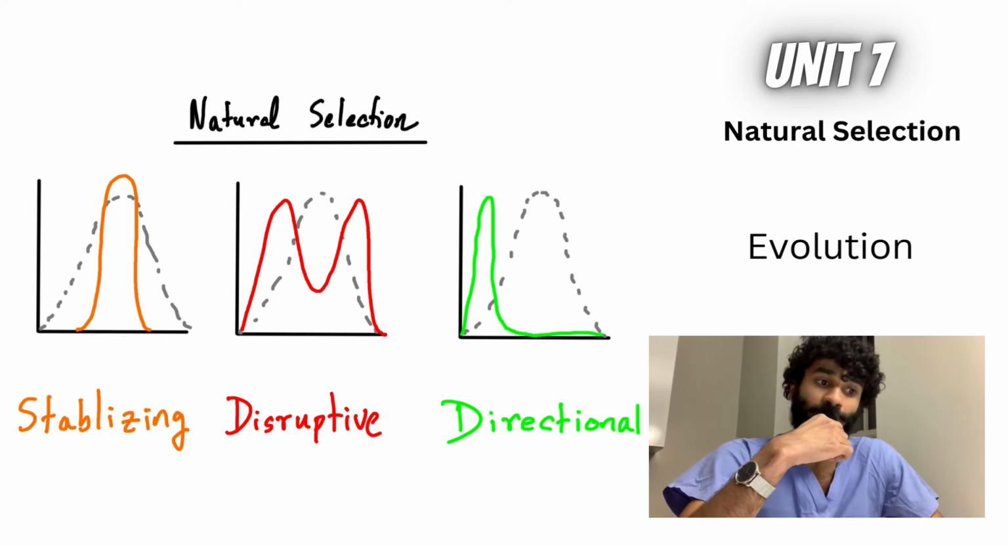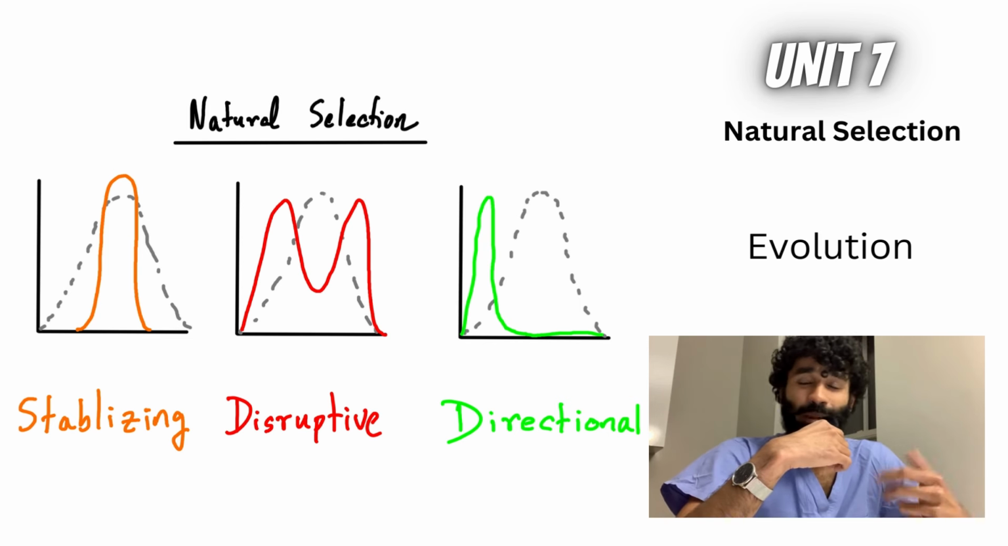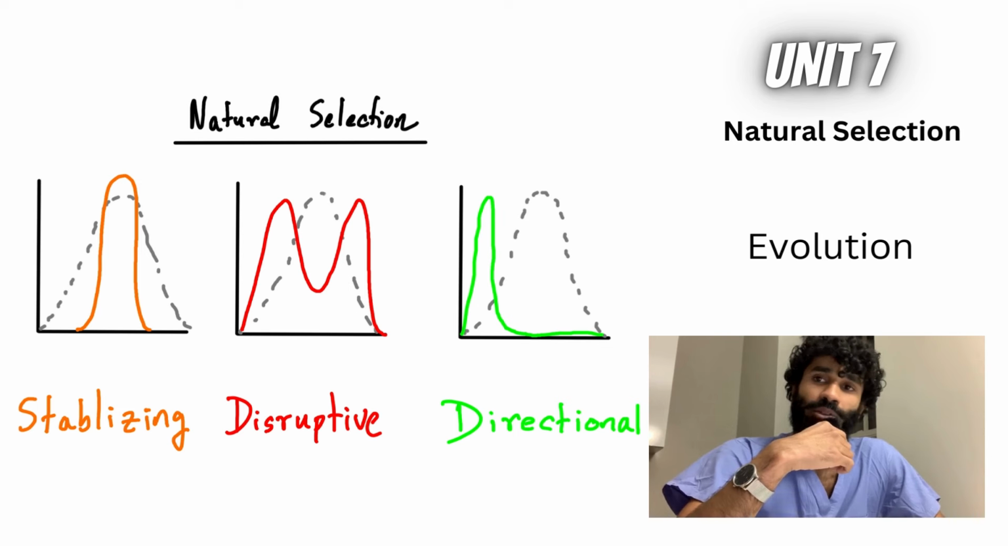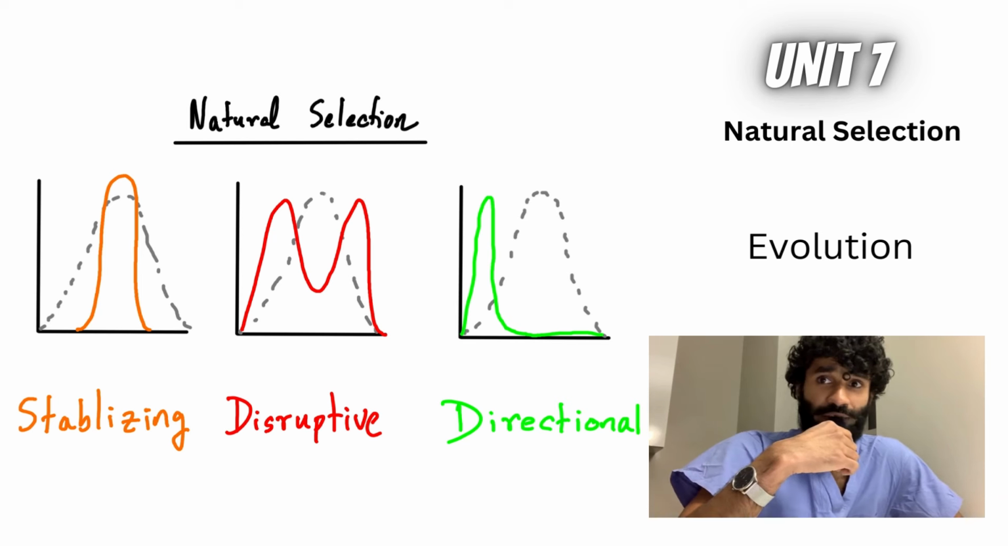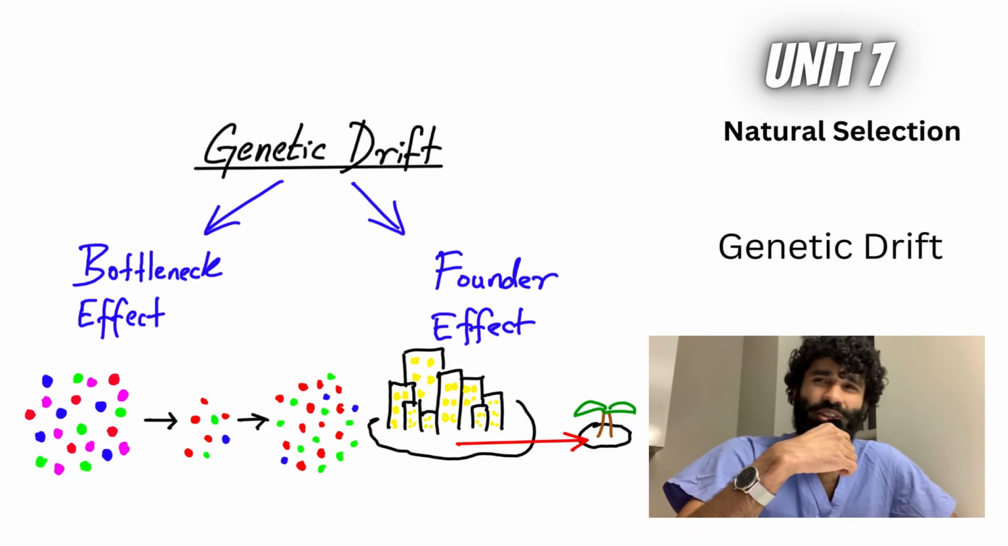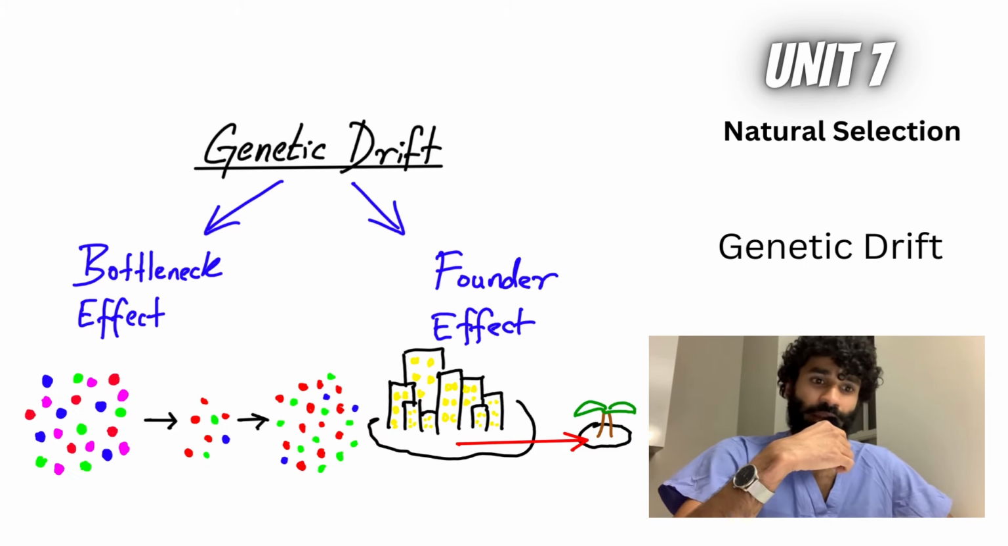You also have artificial selection, in which humans selectively will breed certain strains of plants or animals for particular traits that they're trying to enrich for. The next block is on genetic drift, which is a change in the gene pool due to chance. And there are two types.